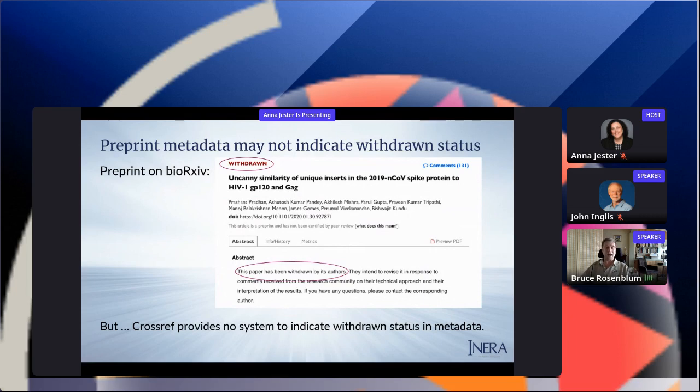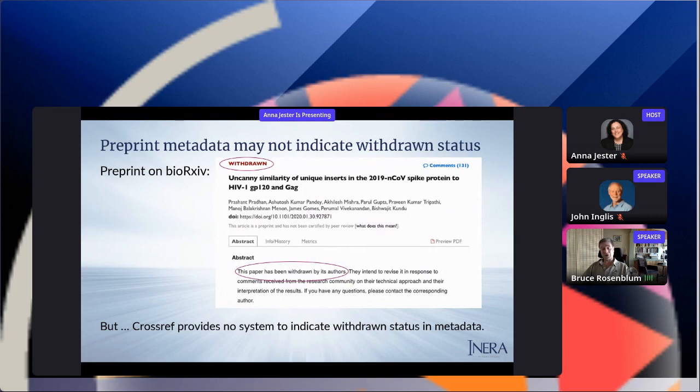Unfortunately, there are gaps in the metadata record. The most glaring is that there is no way to register a withdrawal of a preprint on Crossref. So if you're querying a citation to a preprint on Crossref and you get back a DOI, there's no way with that metadata record that comes back to learn that that preprint has been withdrawn. The only way you can find that out is actually going to medRxiv or bioRxiv or another preprint server that may have a withdrawn preprint.